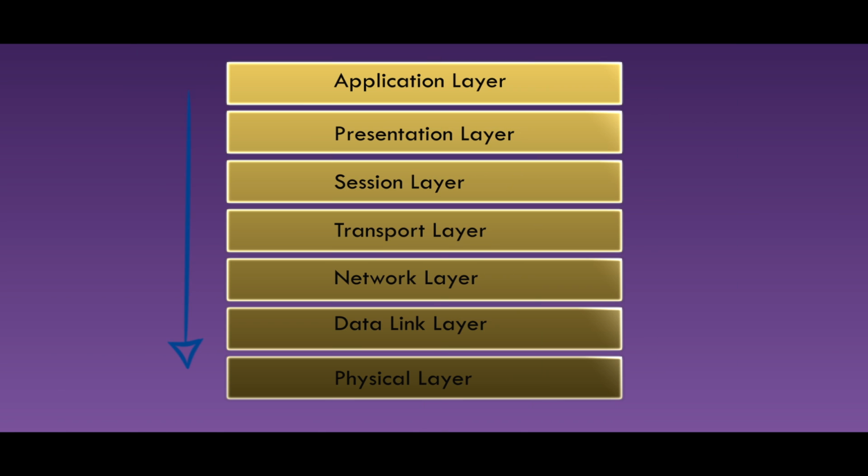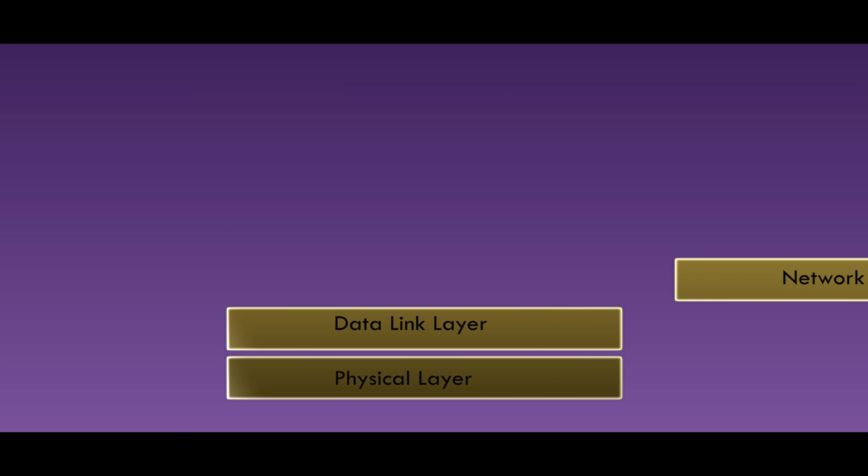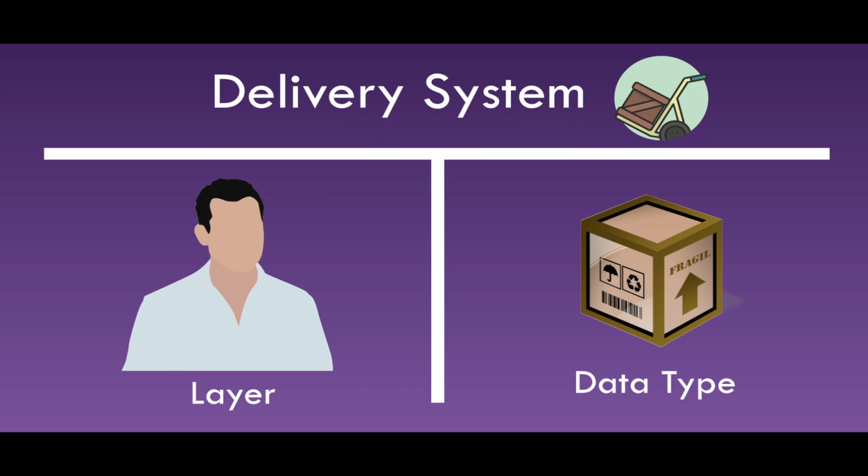Several layers are used to make up the OSI model. These are the application layer, presentation layer, session layer, transport layer, network layer, data link layer, and physical layer. Let's take the flow of data and represent it with a delivery system. Sending a file or clicking a link on our computer ignites a flow of information. Each layer is represented by a person. Each box is used to represent the different data types.